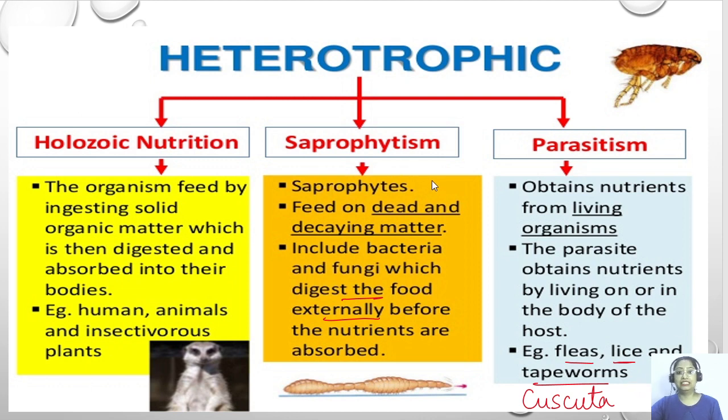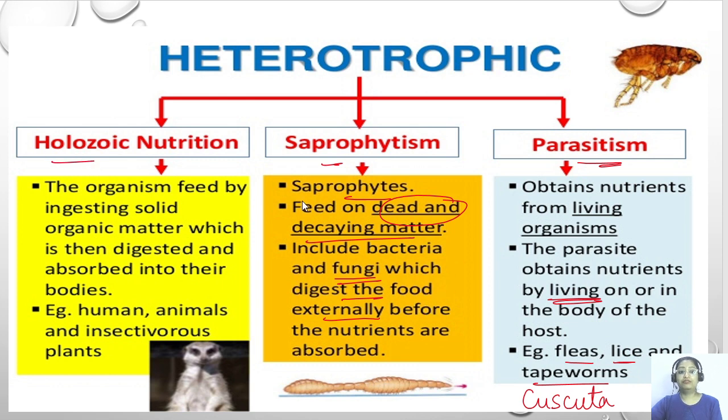Next up, let's discuss the saprotrophic mode of nutrition. These organisms we call saprophytes or saprotrophs. They are feeding on the dead and decaying matter. Okay, so basically they are digesting the food externally before absorbing it. So the difference between parasitism and saprotrophism is that in parasitism they take nutrition from living organisms, and in saprotrophism they depend on dead organisms. For example, mushroom and different types of fungus are examples of saprotrophs.